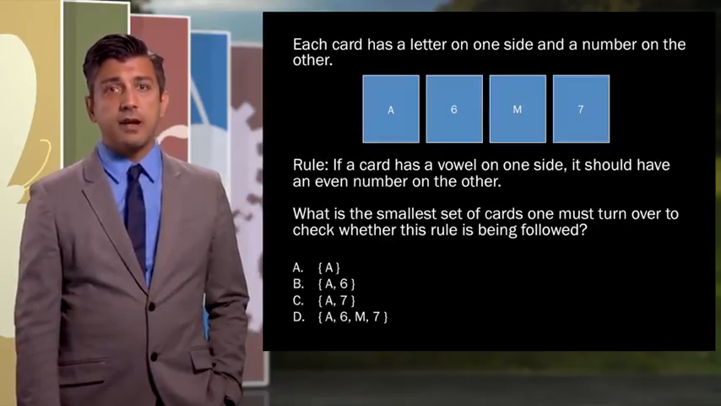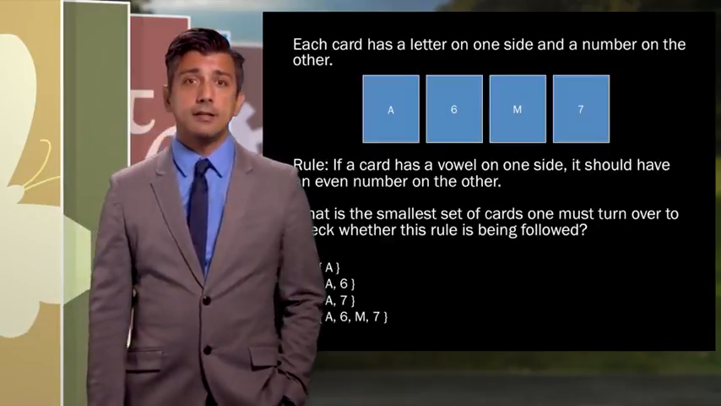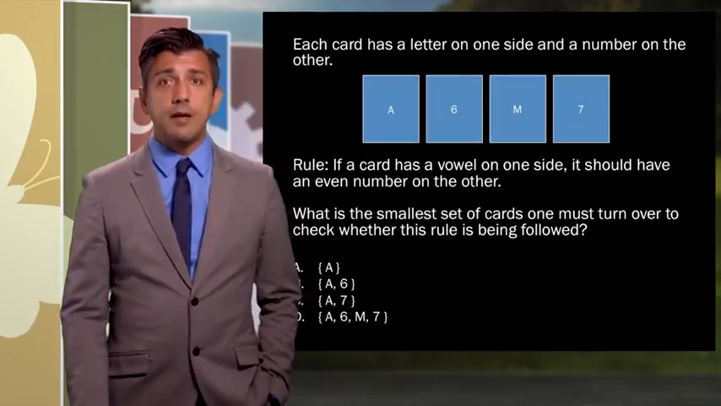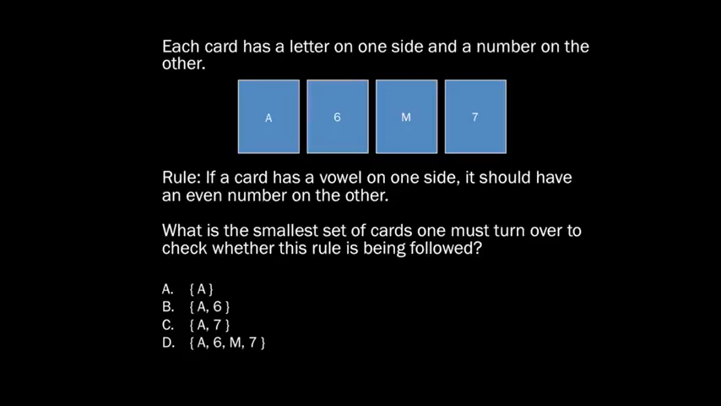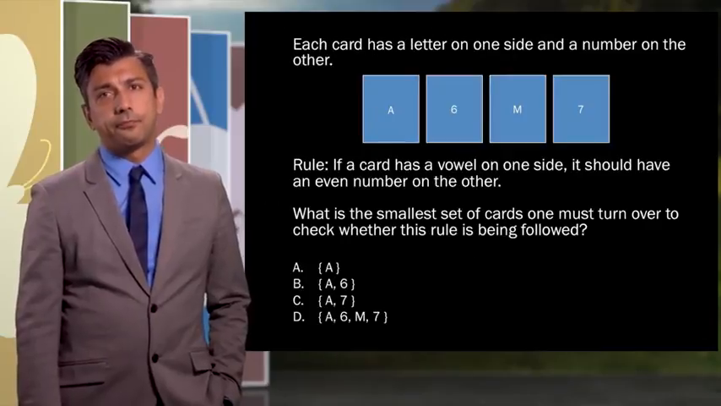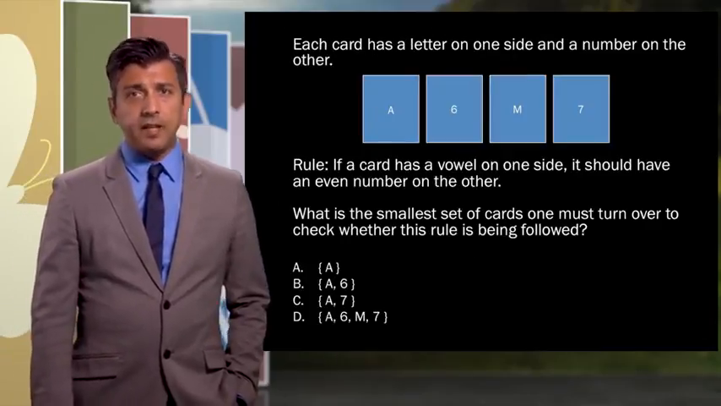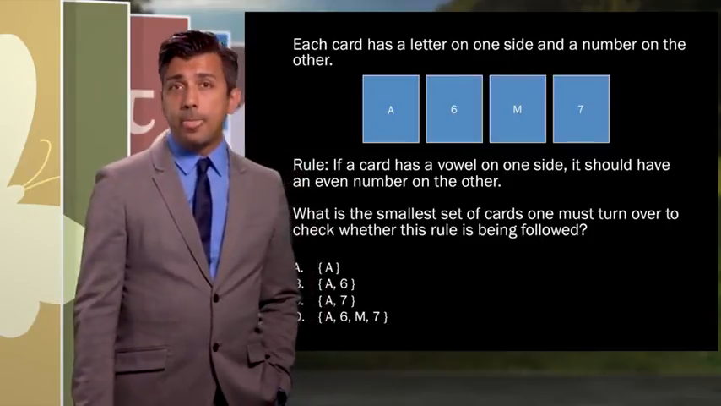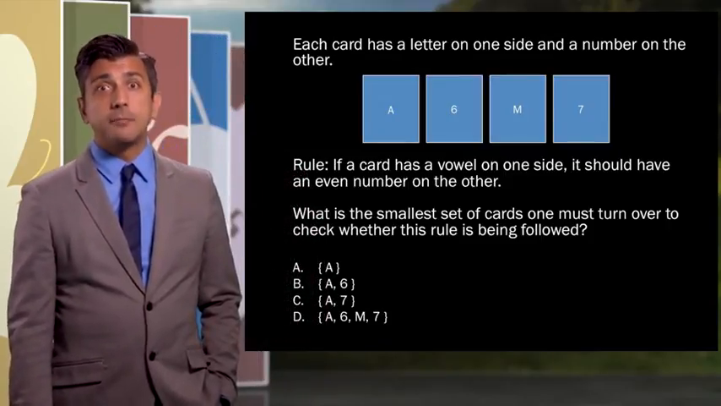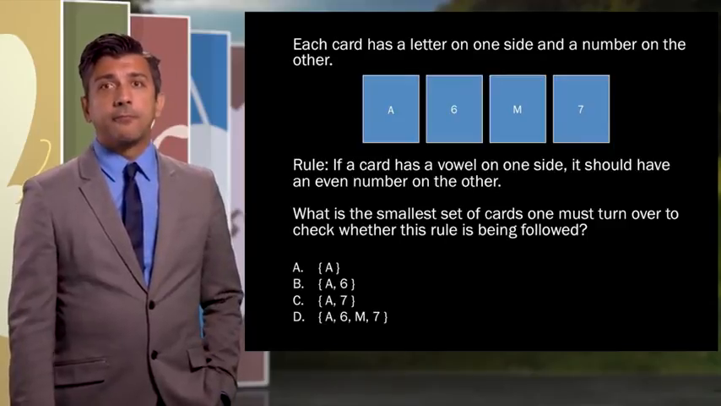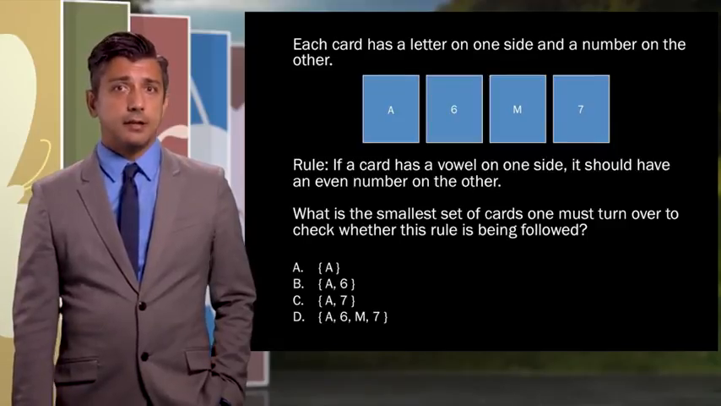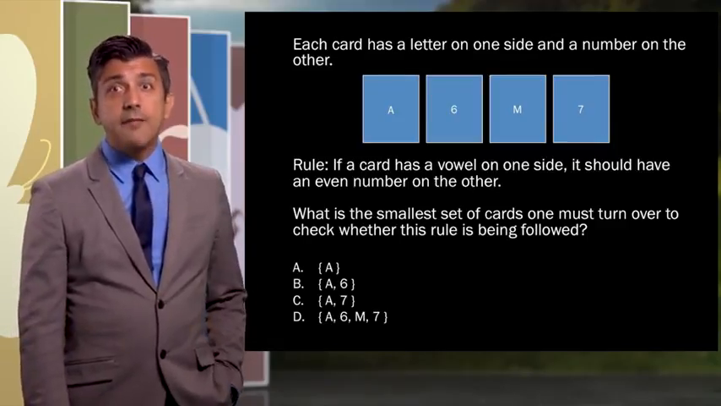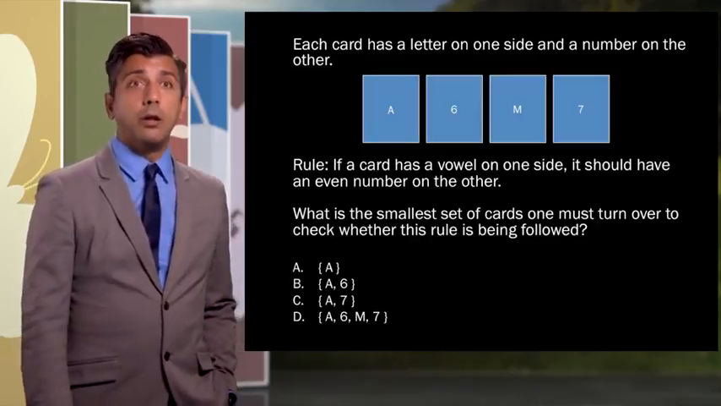And so there are four options there: A and 6, A and 7, A, 6, M, and 7. So take a second to think about this. So the answer is A and 7. A is a problem because if it has an even number on the other side, it's in violation. 7 is in violation if it has a vowel on the other side.